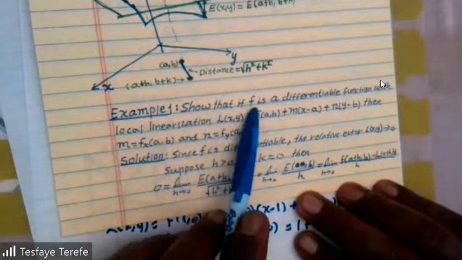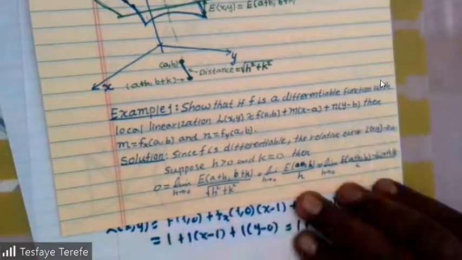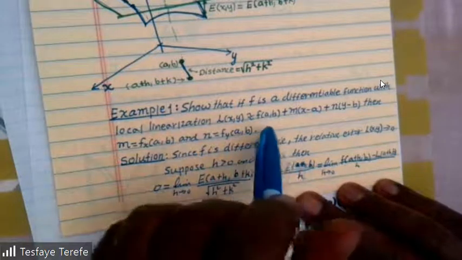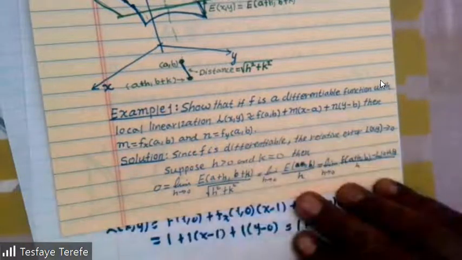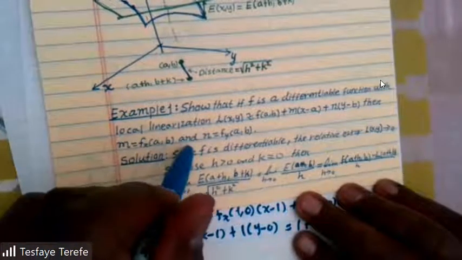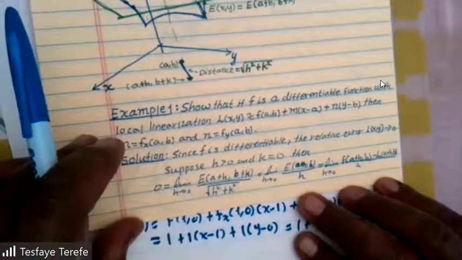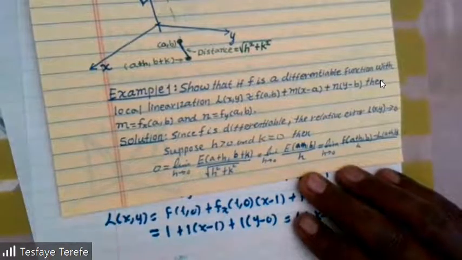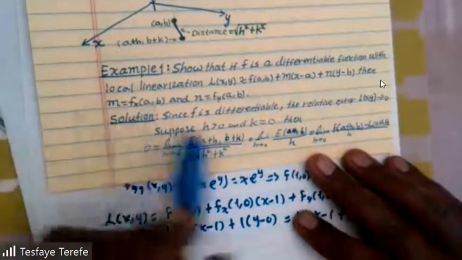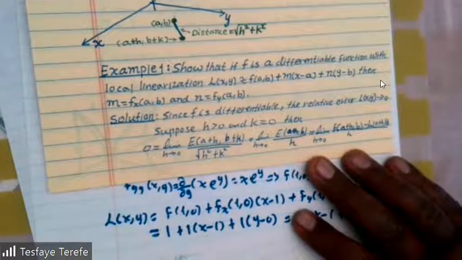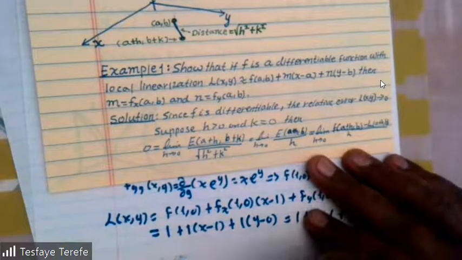Show that if f is a differentiable function with local linearization L of x, y at the point (a, b) of this form, then m is the partial derivative with respect to x at (a, b), and n is the partial derivative with respect to y at (a, b). When we are evaluating limits, let us assume L of x, y is approaching 0, the relative error E of x, y.